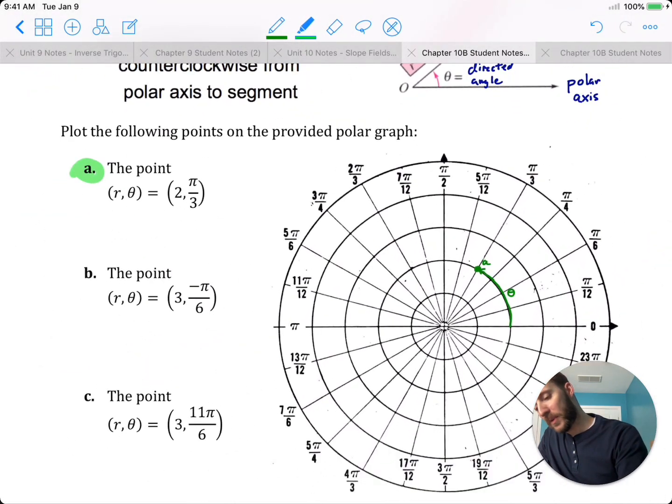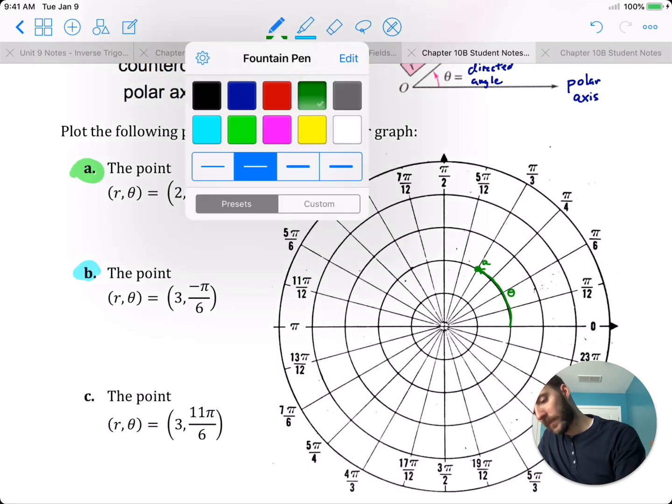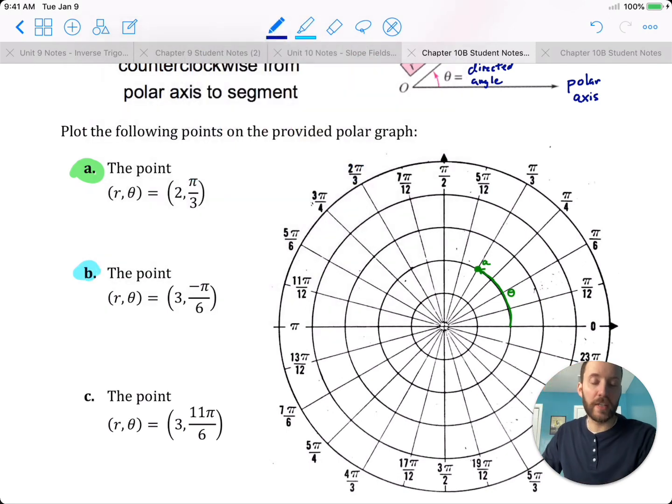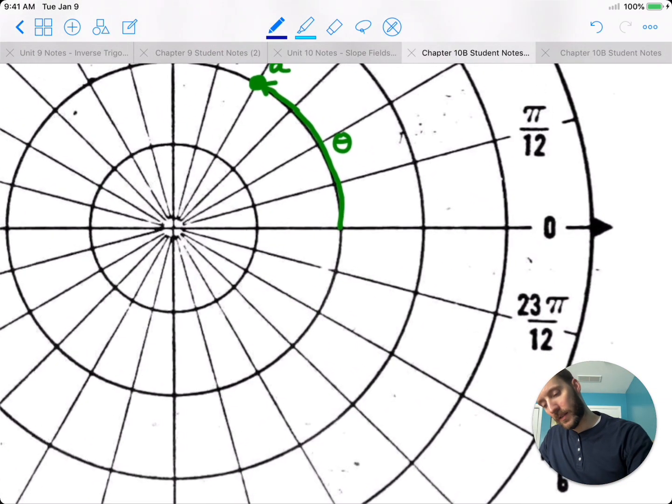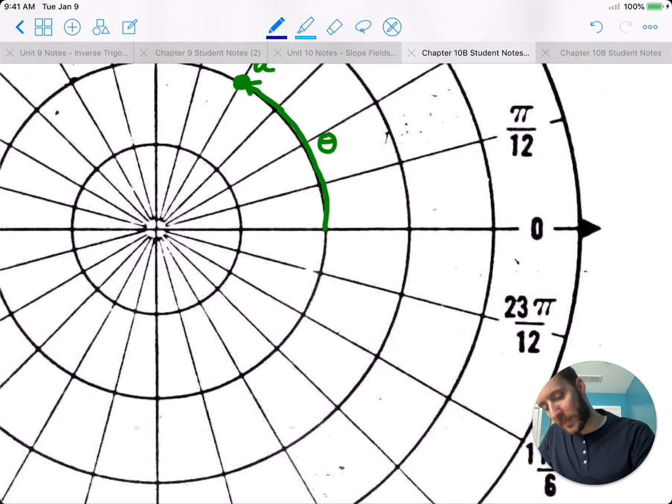Let's look at point B. Get a different color here, blue. So we're going to be on the third concentric circle. We're going to go negative pi over 6. So we're going to drop down from the polar axis. So the third circle, drop down pi over 6, down to 11 pi over 6. So drop down there. And that's point B.